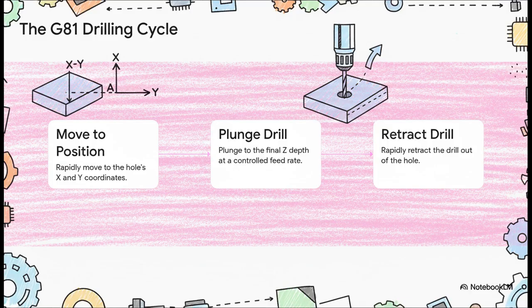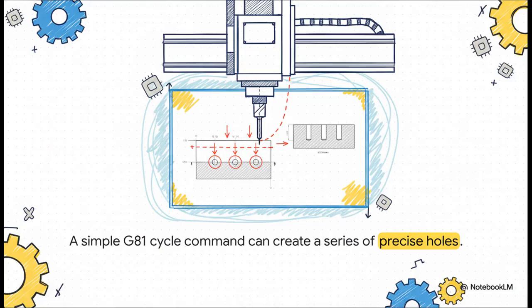It's just incredibly efficient. And right here, we can see that G81 command in action. It's being used to create these very precise holes you see in this technical drawing, turning that abstract code into an actual physical feature. And to drill the next hole, you just give it a new coordinate, and the machine runs that exact same perfect cycle all over again.